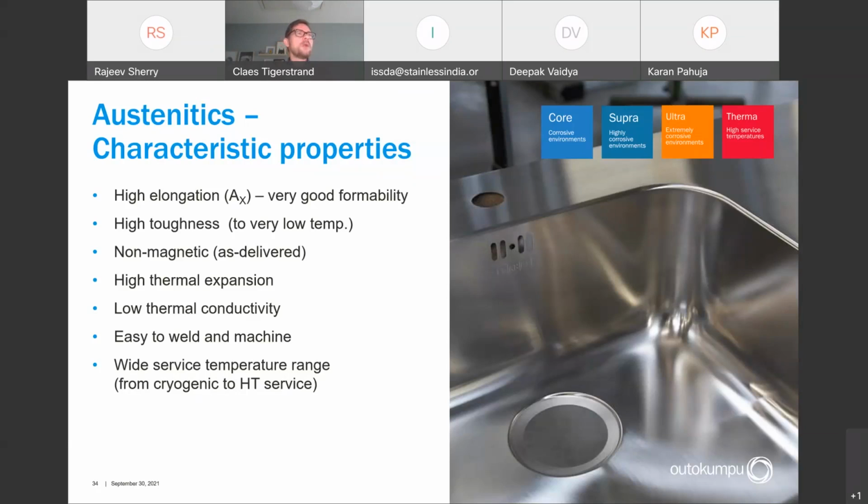You will have a lower thermal conductivity here compared to the ferritic grades. The lower thermal conductivity is something that can be utilized, for instance, in a thermos. For a thermos, of course, you want to retain the heat or retain the cold liquid, and then, of course, it's good with low thermal conductivity. They are easy to weld and machine, and they can be used for a wide service temperature range from cryogenic to very high temperature service. Okay, so that was the austenitic grades and the product families connected to those.